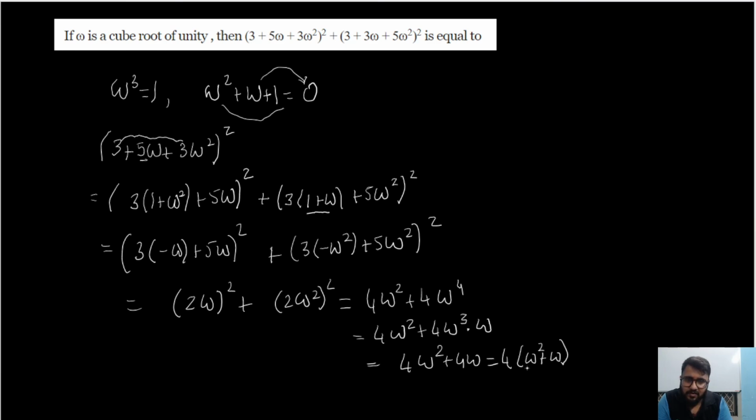And what do you think the value of this is? Yes, it's just minus 1, because omega square plus omega, you take the 1 to the other side and you have minus 1. So the answer will be minus 4 for this question.